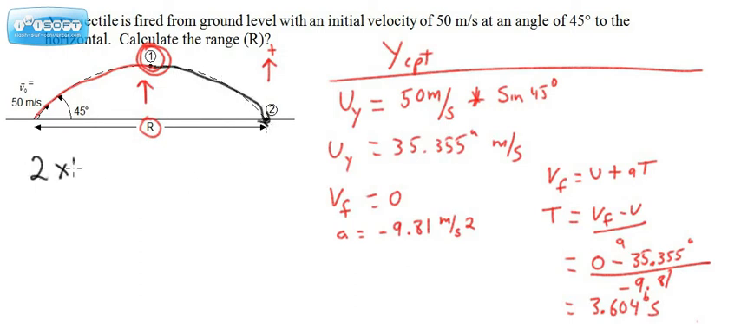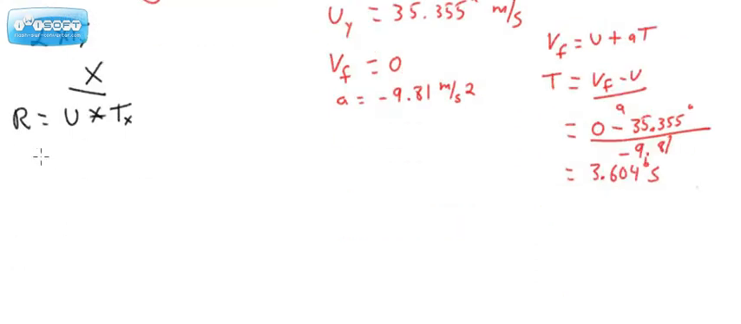2 times t. So when we're talking in the x component, in order to solve for range, we're going to use the equation u, or the average velocity. The average velocity is only one velocity because it's not accelerating or decelerating in the x direction. It's going to be u times time. You know what? Let's call it time x, which is 2 times ty, or just overall time, however you want to look at it. What is my u?